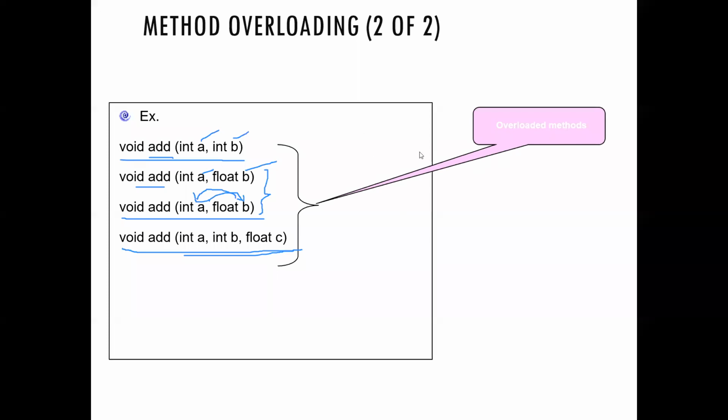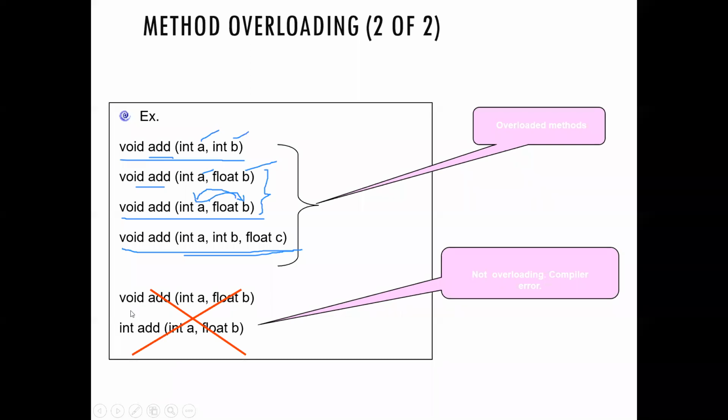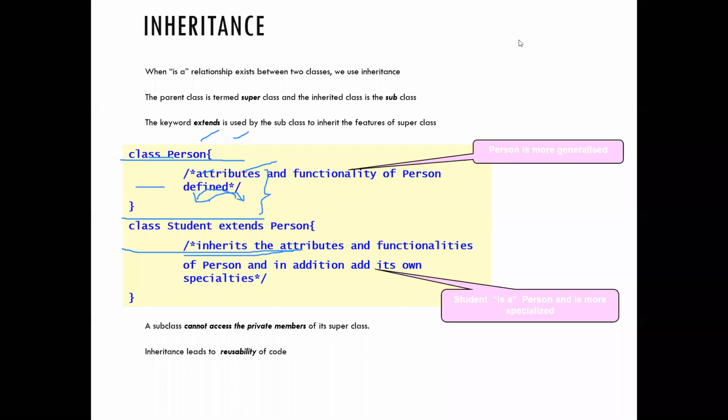Now, void add integer a, float b, and int add integer a, float b. This is something which cannot be done. Why? Because the same signature cannot return void and int. It will never know what happened. So we should never do it in this fashion. The top method signatures are fine, but the bottom ones are not fine. Now, one second, I'll just need an eraser here.